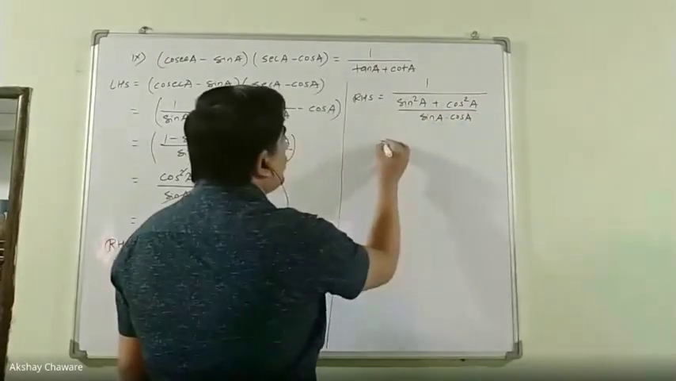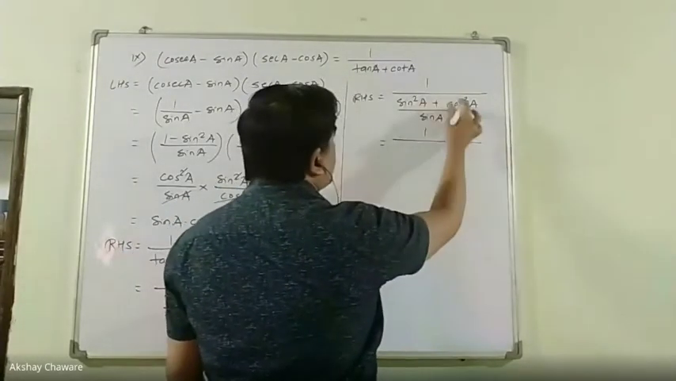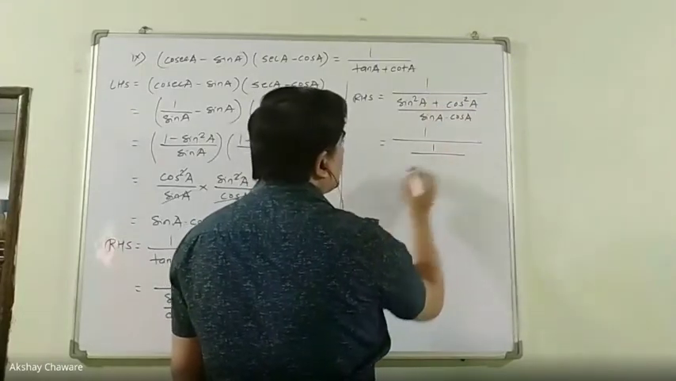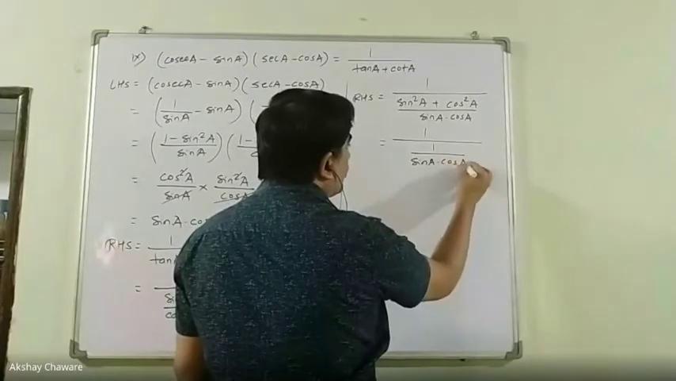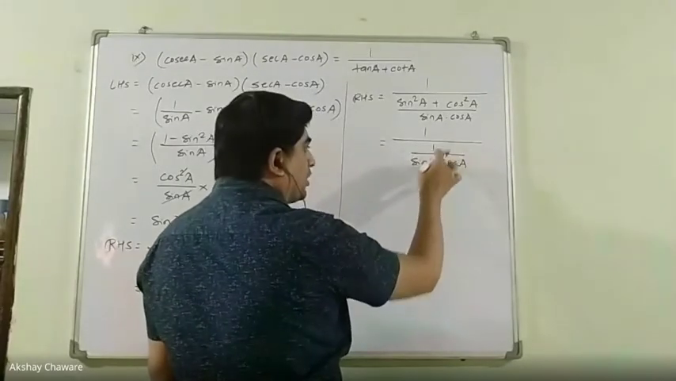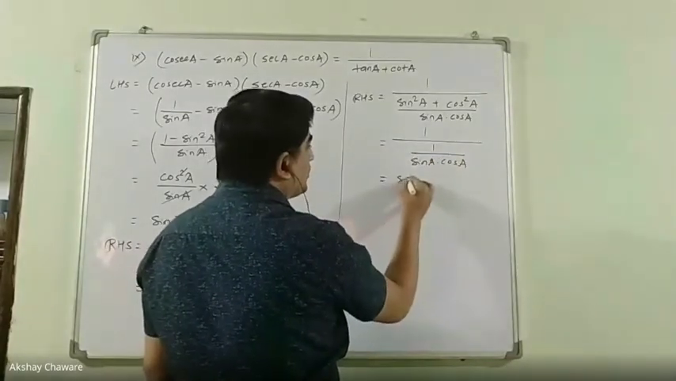Okay. Now we know that sin square A plus cos square A is nothing but 1, the identity, upon sin A into cos A. Now 1 upon sin A cos A is nothing but your what?